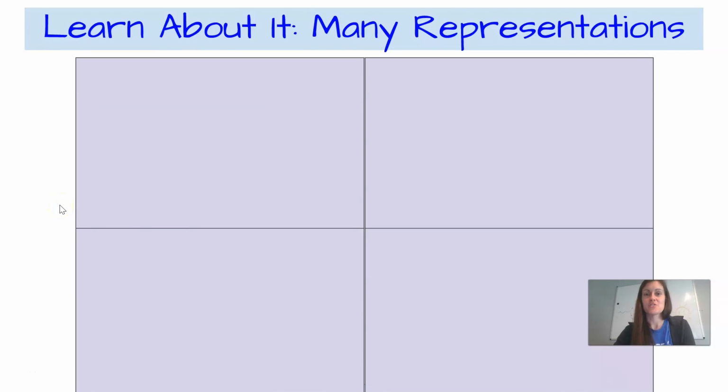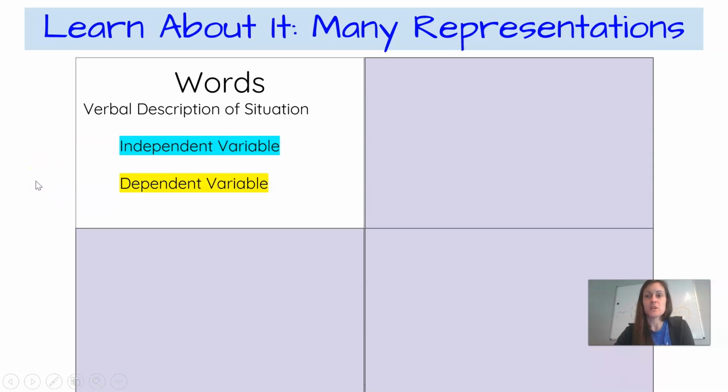In this Learn About It section, we're going to be talking about the many representations of situations that can happen in mathematics. One way that you might see a situation represented is in words, and this would be a verbal description of the situation. You can take that verbal description and identify the independent variable and the dependent variable by using the information that I presented in the previous lesson.